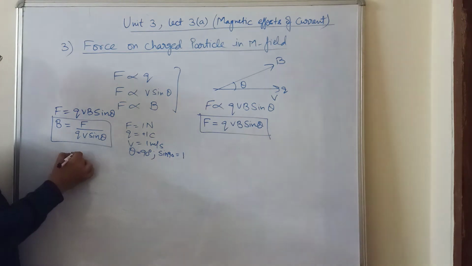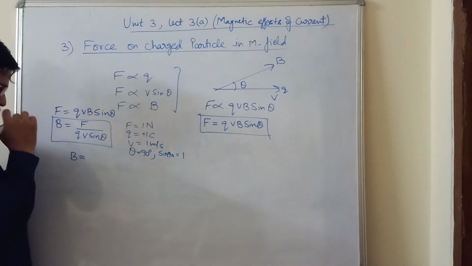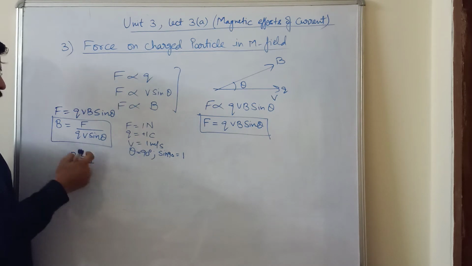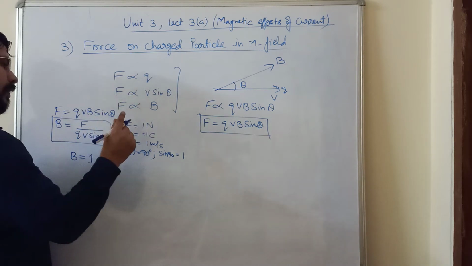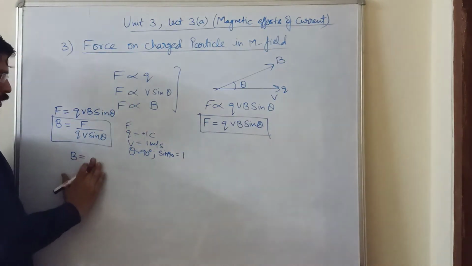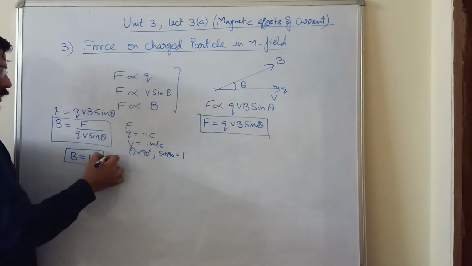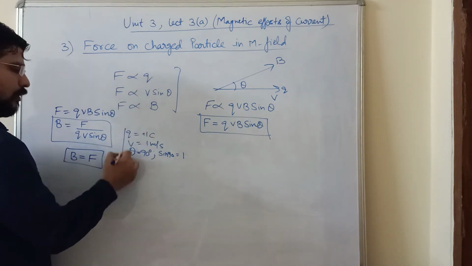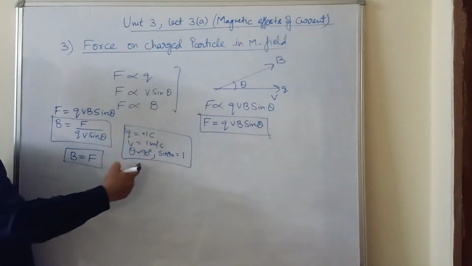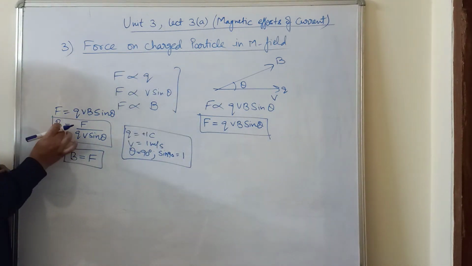So this equation reduces to B is equal to 1, because F is 1, Q is 1, V is 1 and sine theta is equal to 1. Or if I keep this as F only, without providing any particular value, my B will become equal to F under these special conditions, when Q is equal to 1, V is equal to 1 meter per second, theta is equal to 90 degrees. So how is this equation helping me in defining B?